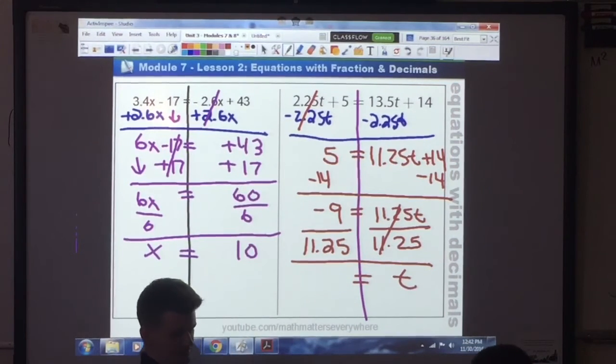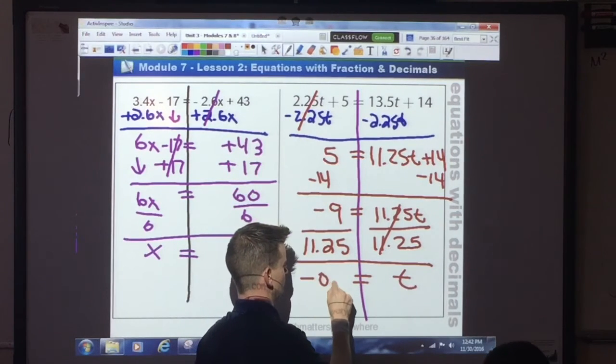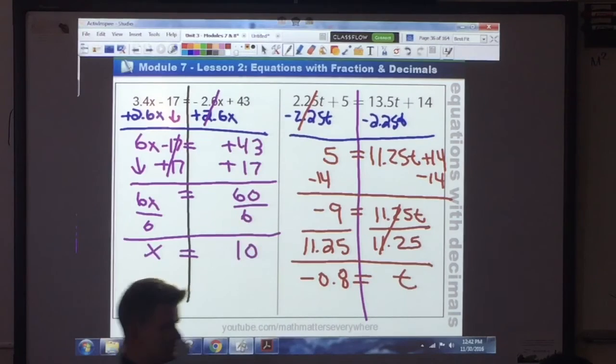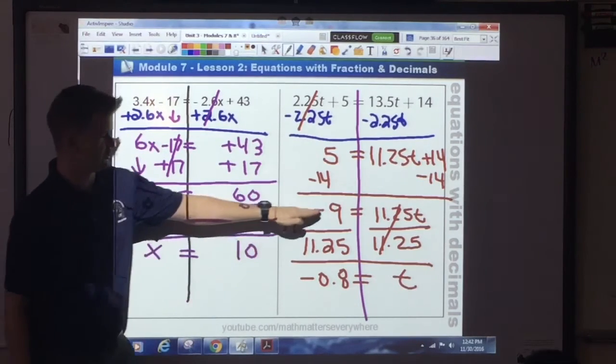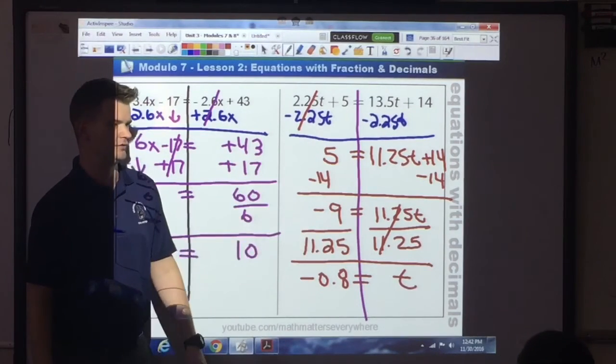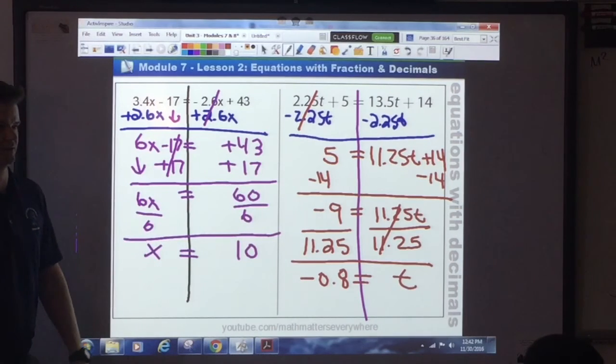So we got 0.8, right? If you do this correctly, 9 divided by 11.25 equals 0.8, but don't forget that's a negative, so it becomes negative 0.8. That is what t equals. Remember, this goes into your calculator first, 9 divided by 11.25. Don't forget that's negative. Any questions on this?